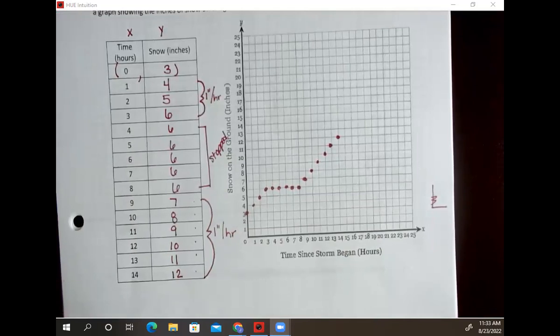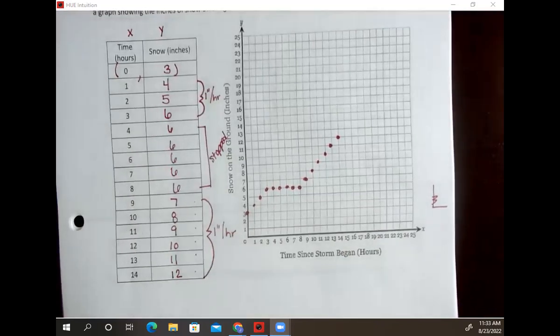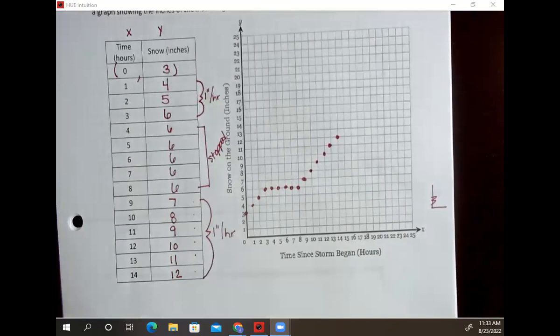So that's where we're going to stop today. We're going to pick up tomorrow with this idea of, do I connect points or not? Do I throw arrows on the end or not? What makes sense?